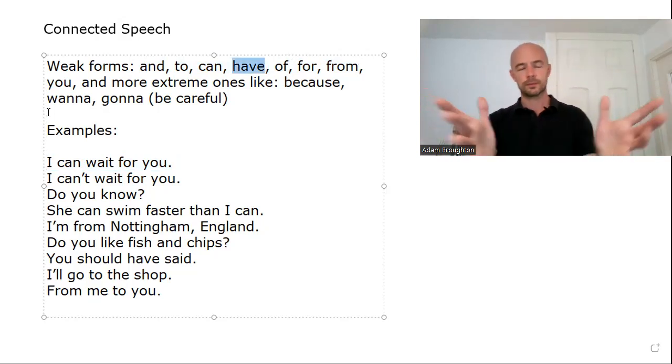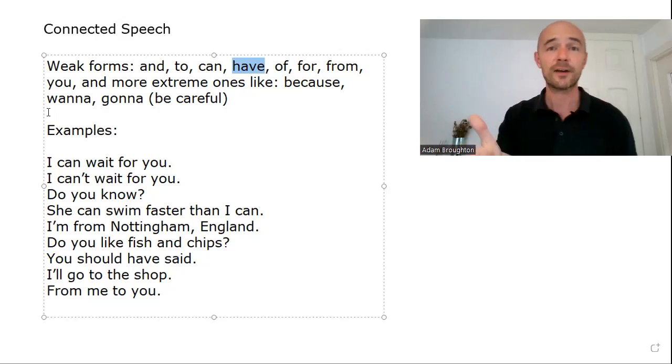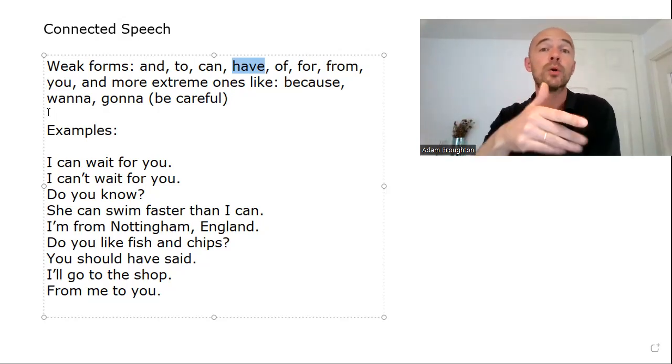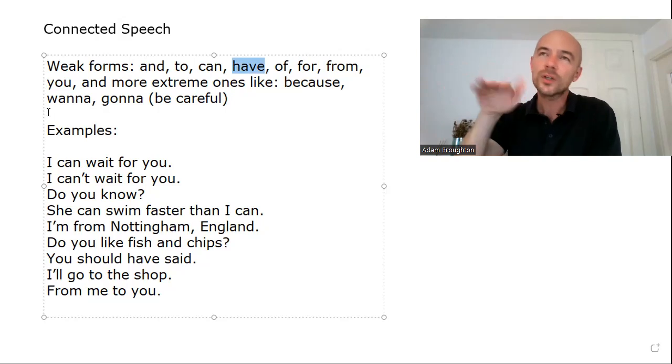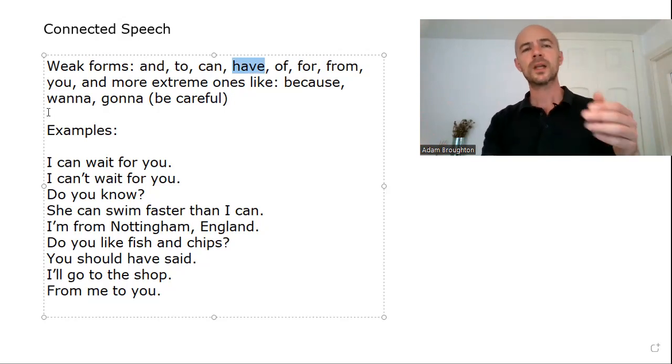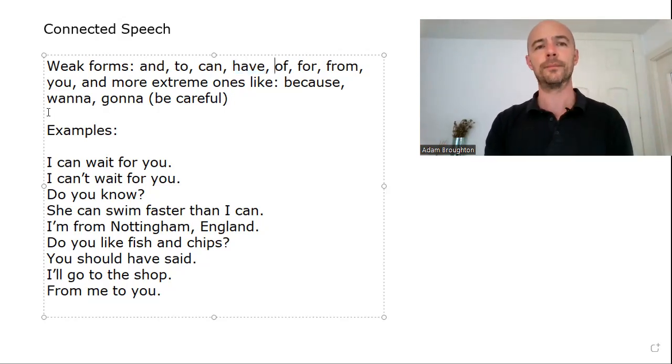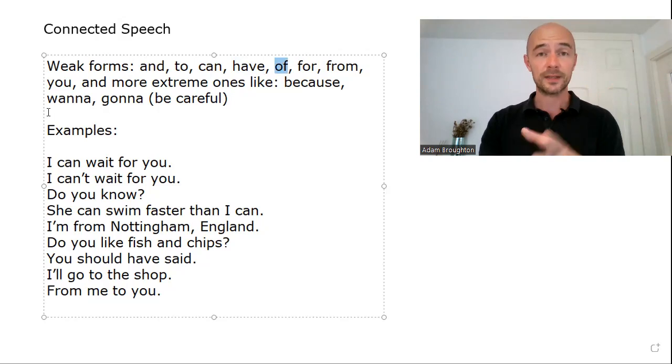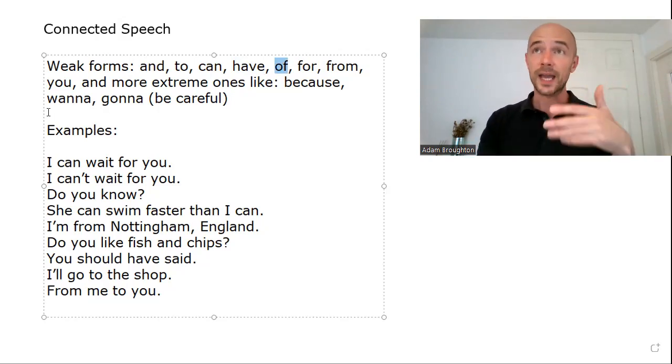Have, we've seen that it's often pronounced have. Yes, I have. But I would have done it if I'd known. Have, when it's not stressed, becomes of. Have or mostly of. Of is of as well. Okay. The ace of spades.